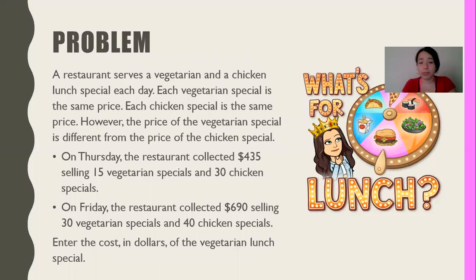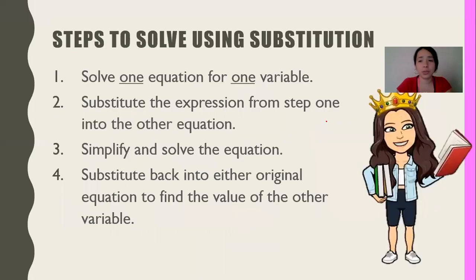They're different. On Thursday, the restaurant collected $435 selling 15 vegetarian specials and 30 chicken specials. On Friday, the restaurant collected $690 selling 30 vegetarian specials and 40 chicken specials. Enter the cost in dollars of the vegetarian lunch special. We're going to come back to this at the end if we have time. If not, we'll start our session with this question next time. We don't know how to do this yet. The goal of today is to learn how to do it. So, steps to solve using substitution.